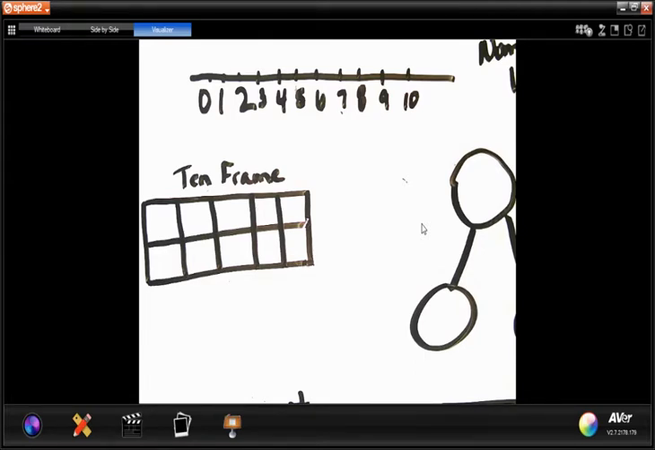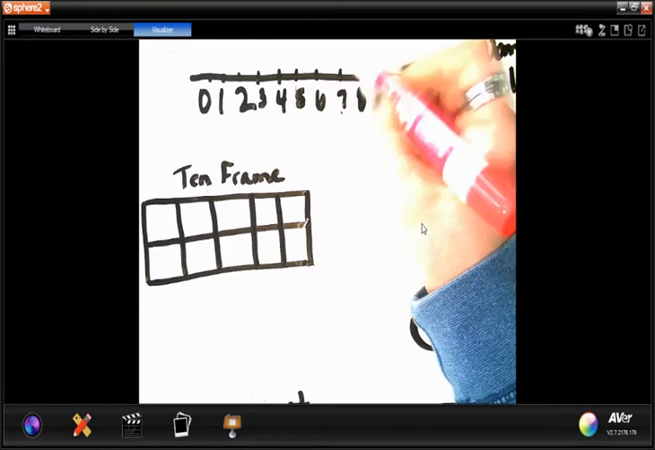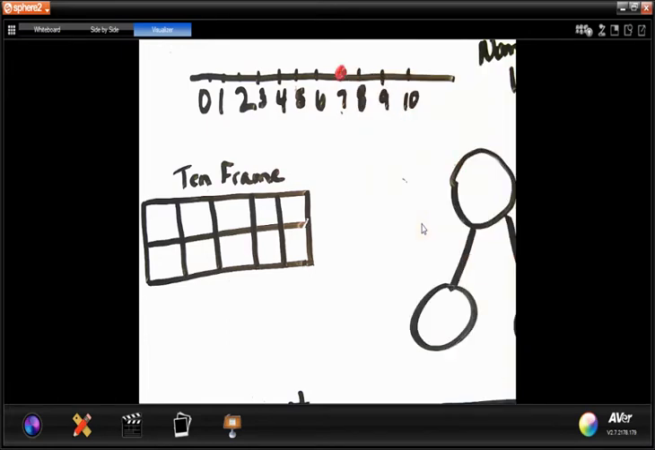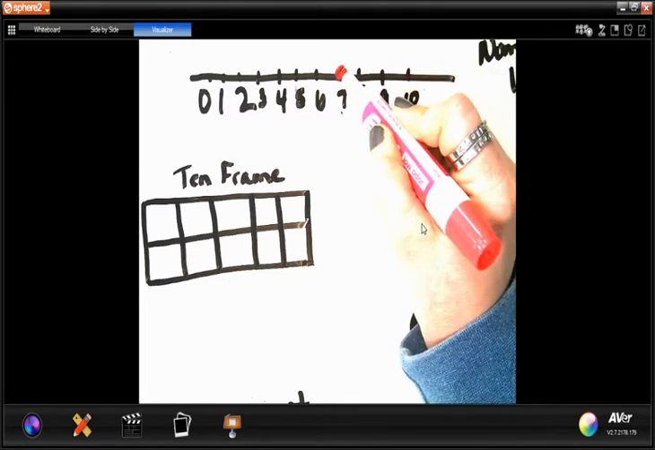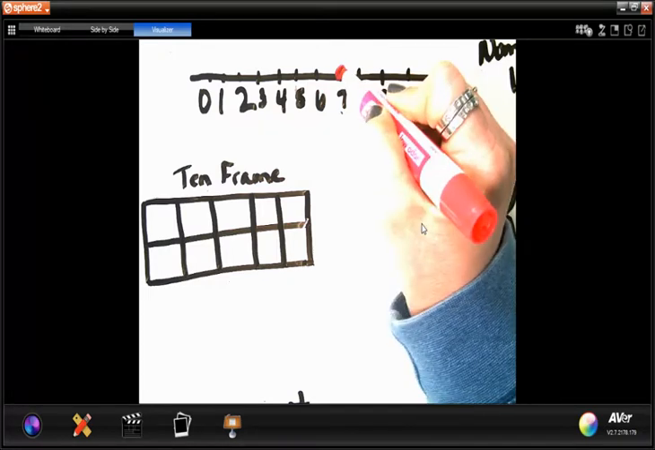My word problem is this. Mrs. Taylor has 7 fish. 3 fish are red. How many fish are blue? So I'm going to start on 7 and I'm going to jump backwards 3. So let's see what number I land on when I jump backwards 3.